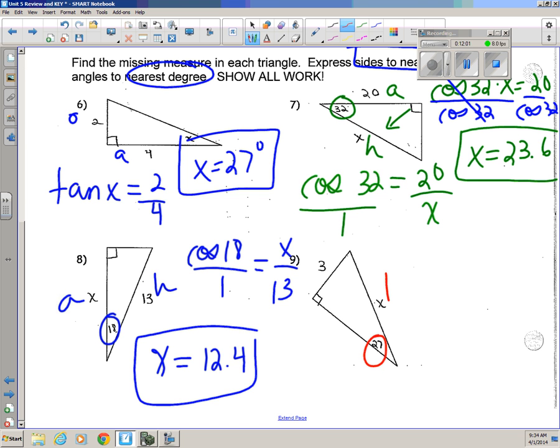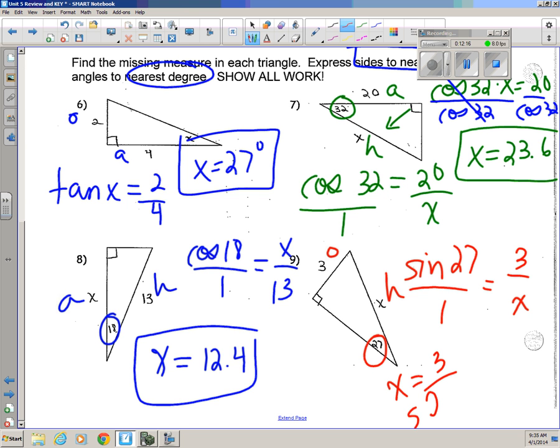This guy, hypotenuse opposite. Here's a sine. Sine 27 over 1 equals 3 over x. I've got to cross multiply and divide. So essentially when I do that, what I'm putting into the calculator is 3 divided by sine 27, and this comes out to be 6.6.